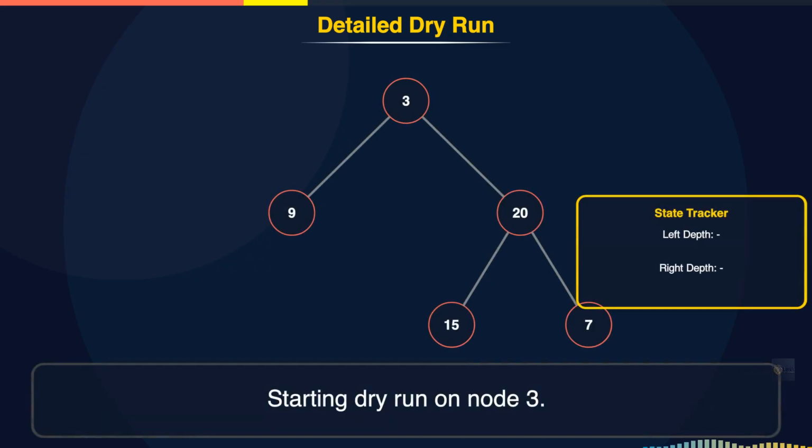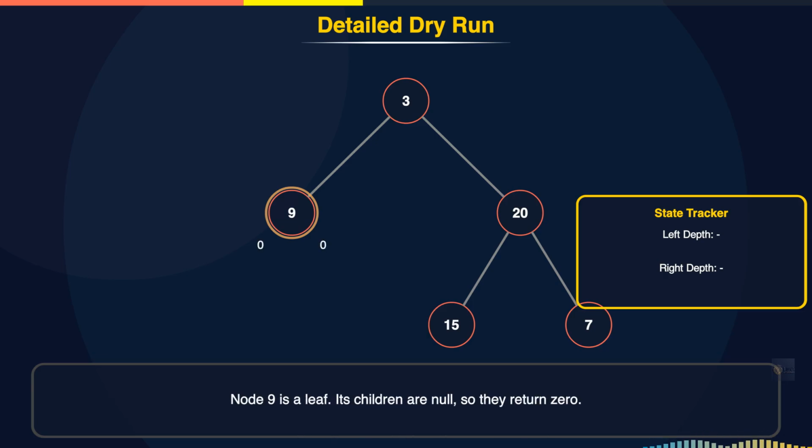Let's dive into the dry run. Look at the tree on the screen. We start at the root, node 3. To find the depth of node 3, we first ask for the depth of its left child, node 9. Node 9 is a leaf. Its children are null, so they return 0. Node 9 adds 1 and returns a depth of 1 to the root.